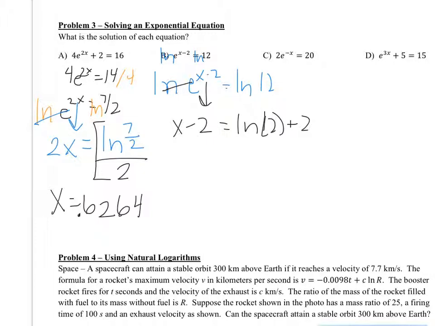Be careful, this is the only thing you're taking the natural log of. So in your calculator, natural log of 12, and then close your parenthesis, plus 2. So x is equal to 4.4849. Try to do C and D by yourself.